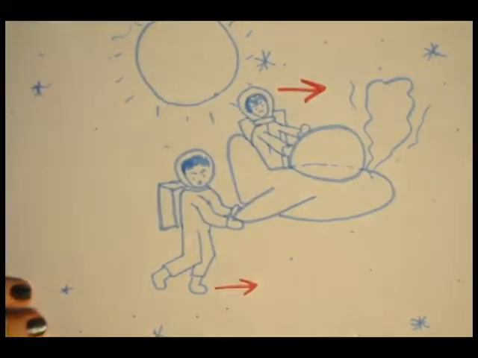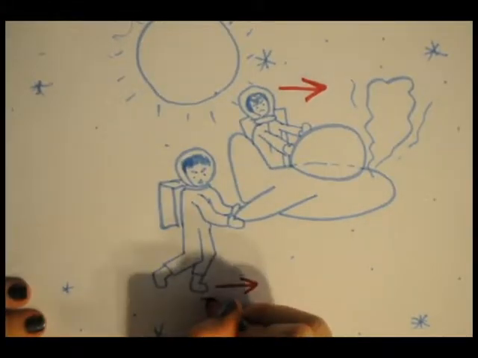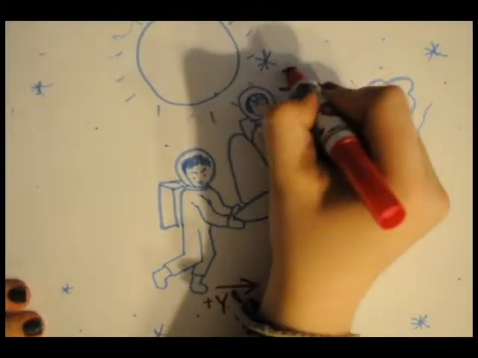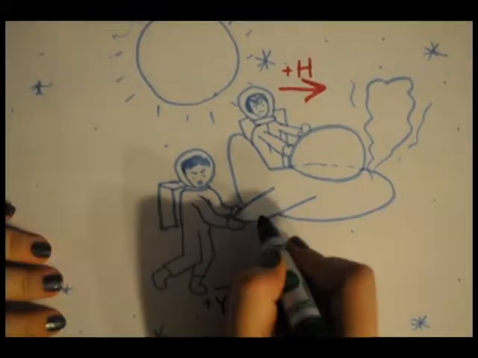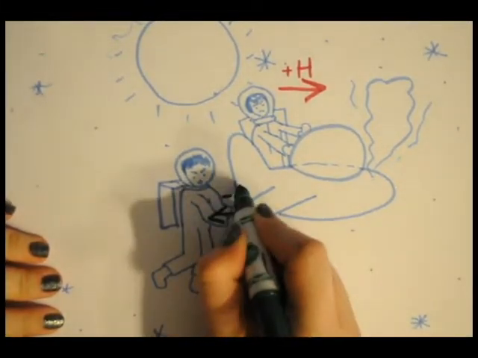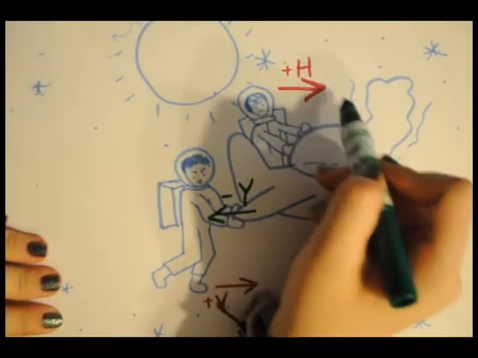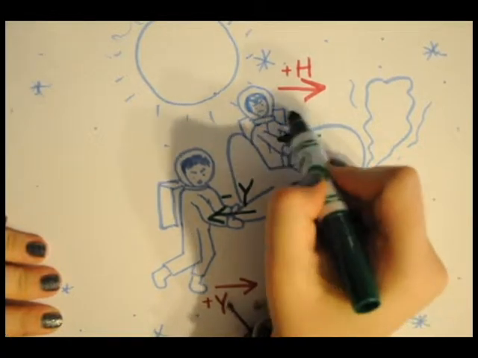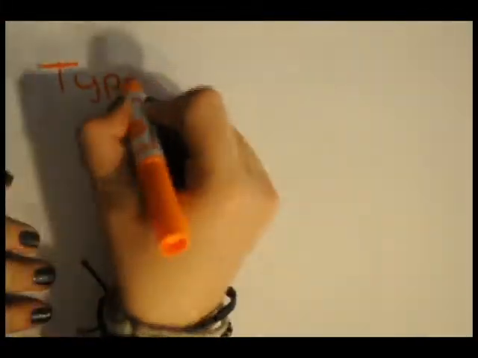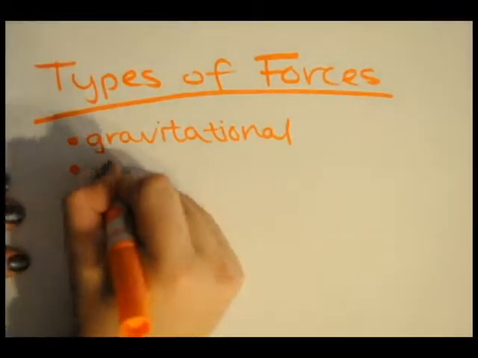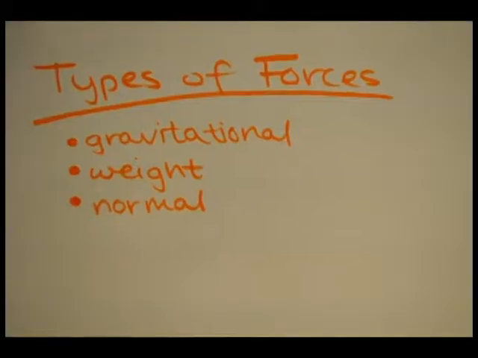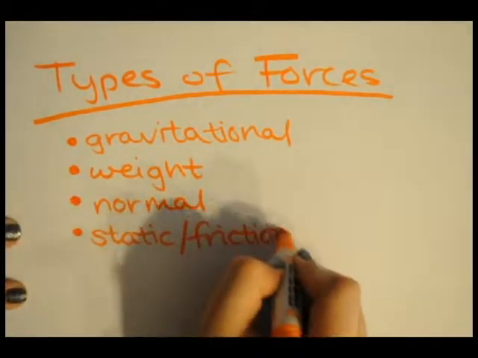They both apply a force on the spacecraft, plus h to the right and plus y to the right, and in return the spacecraft pushes back on the astronauts with forces negative h and negative y, equal in magnitude to plus h and plus y, but opposite in direction. There are several different types of forces, but the ones we'll cover are gravitational, weight, friction, tension, and normal force.